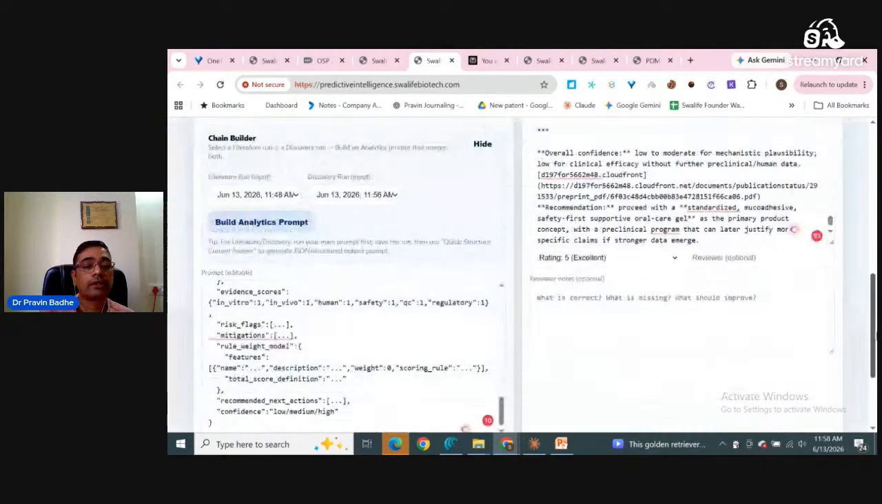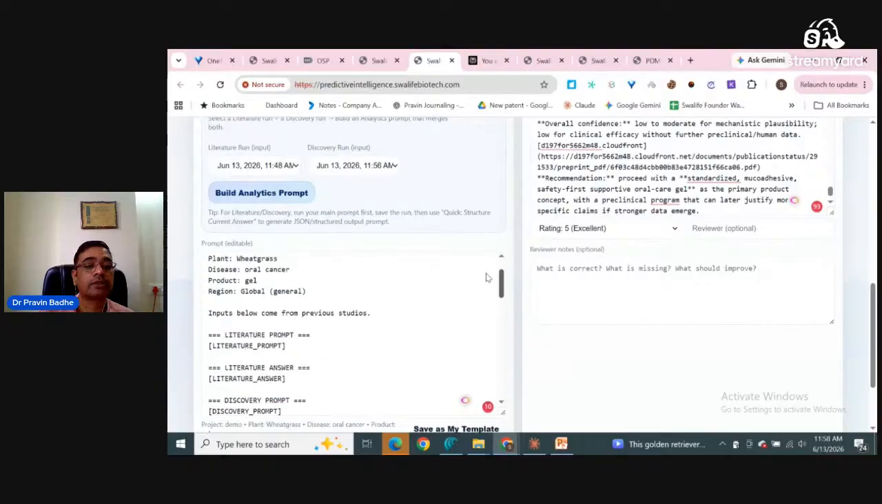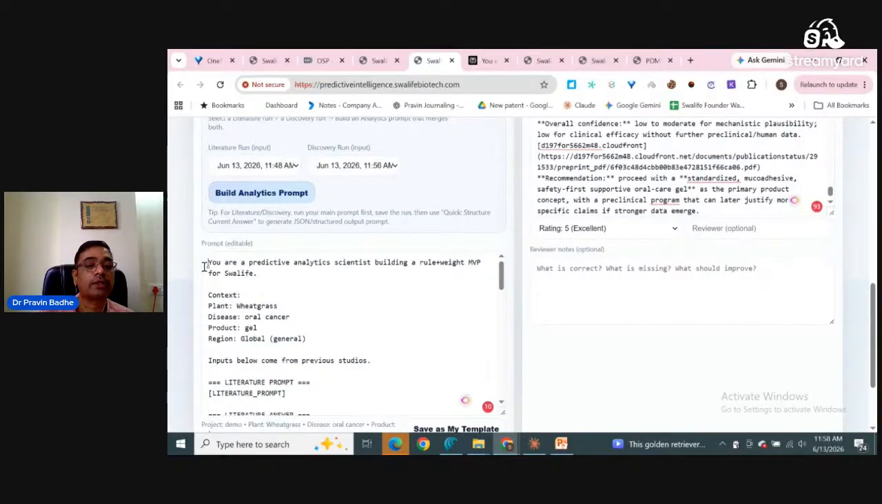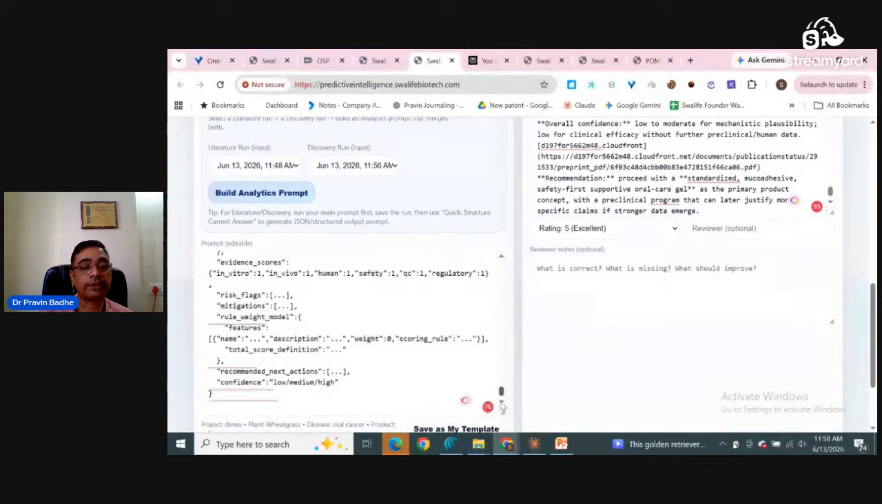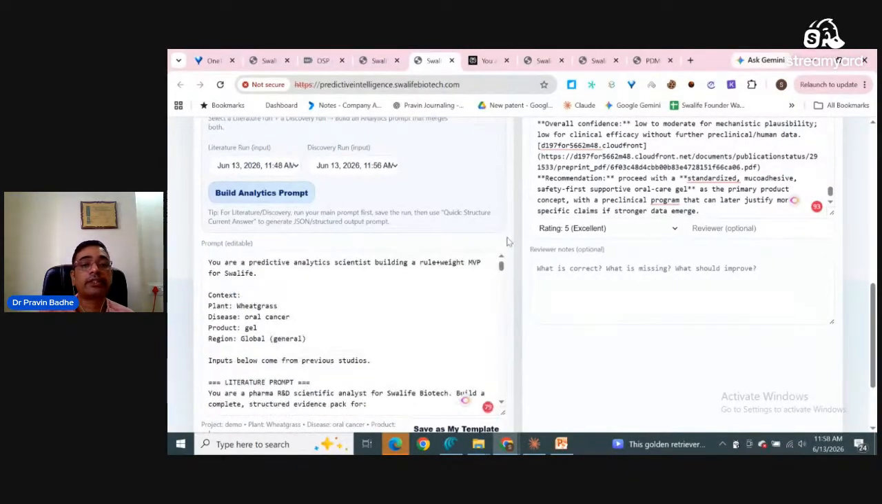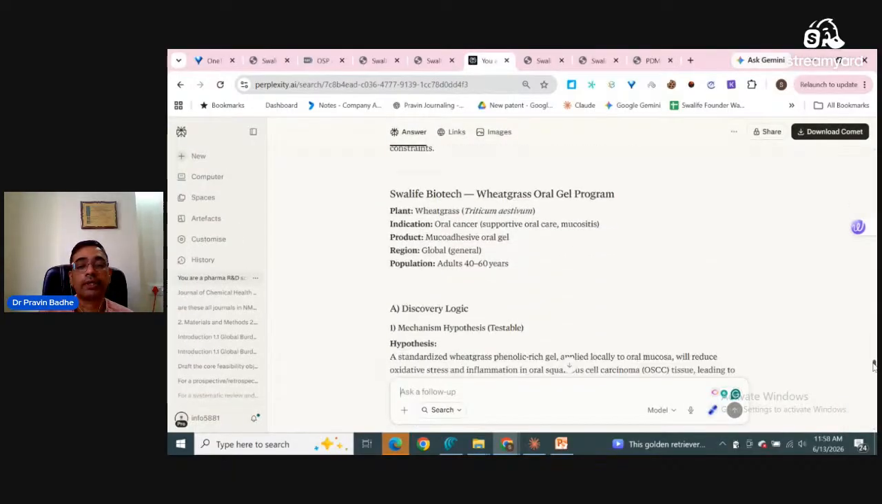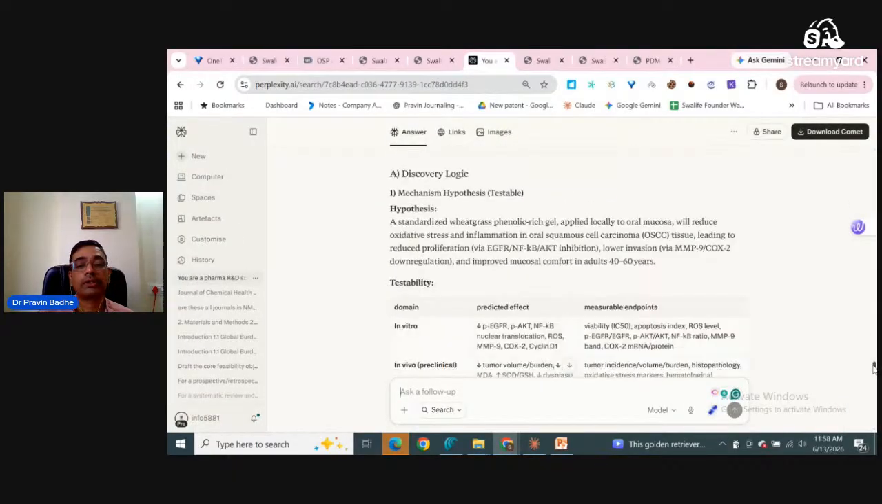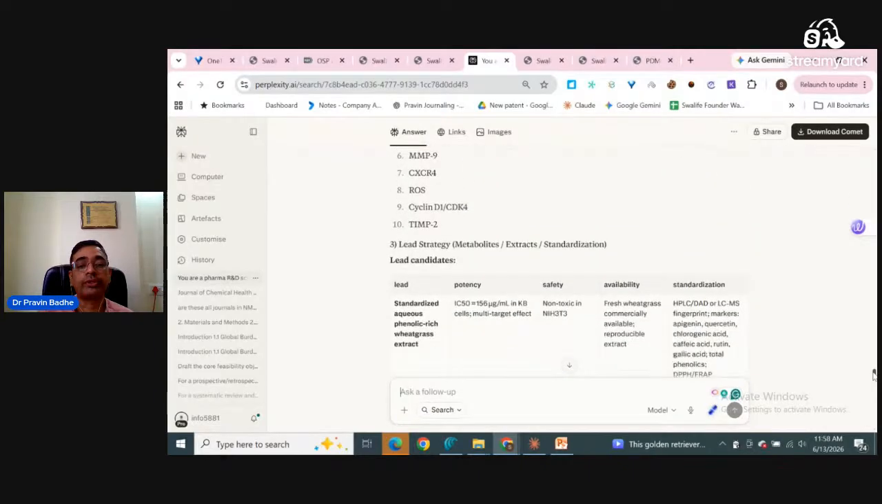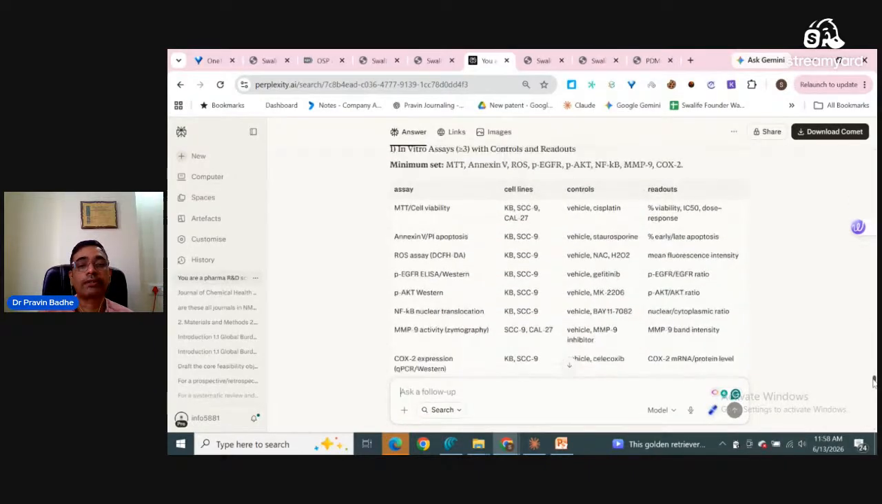Okay, here you can see that it is there, the old one, predictive analytical. But once you upload both, it will build the analytical prompt from the information that you got from the literature mining and AI discovery, that is all here now. And then this prompt, now we'll see what it has given in the previous one. It has given us in the structural format of the data, which can be utilized now.